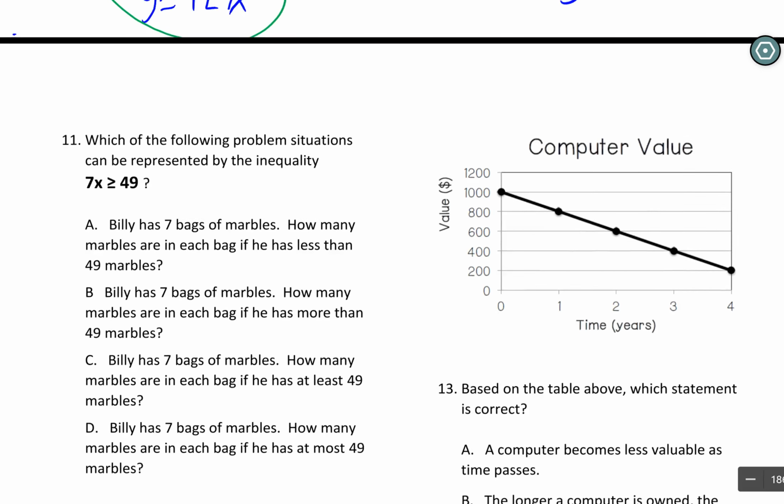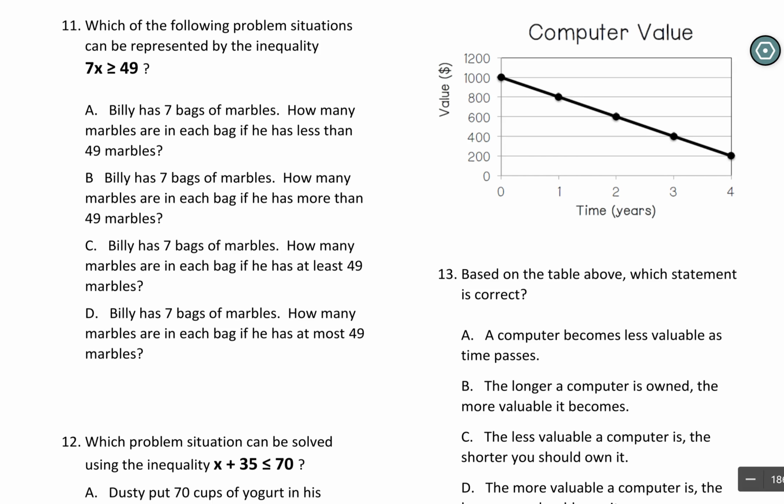And we're ready to go to number 11. Which of the following problem situations can be represented by the inequality 7x is greater than or equal to 49? So greater than or equal to 49 is the key right there. So we read through here, we see less than. Well, no, not less than. More than, well, we do have greater than, but also equal to. At least. So at least means that's a minimum. So that means that I can have equal to, or I can have more, but I cannot have less. So, okay, that seems to match.